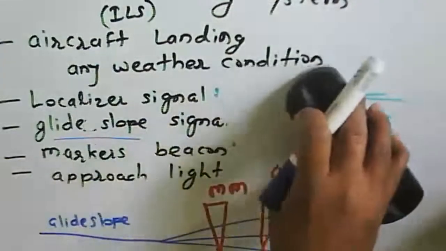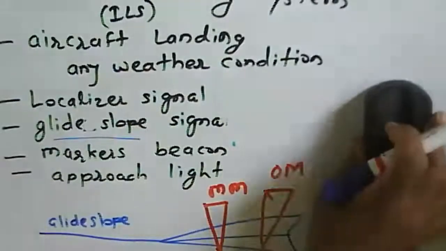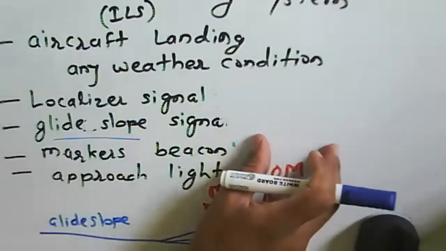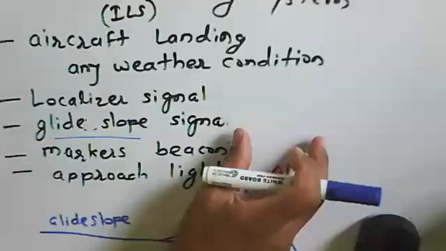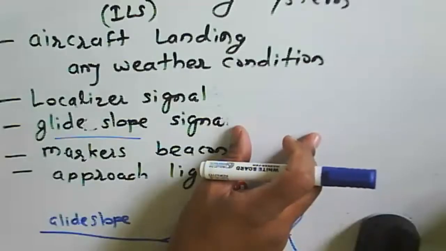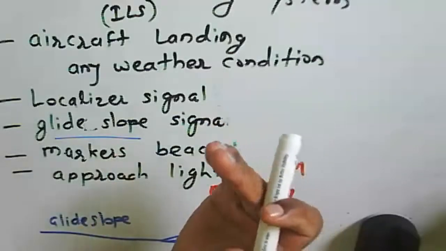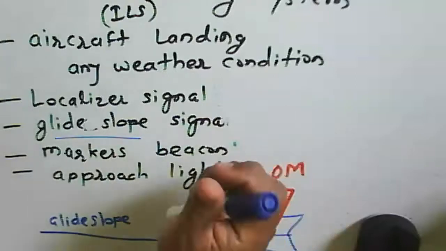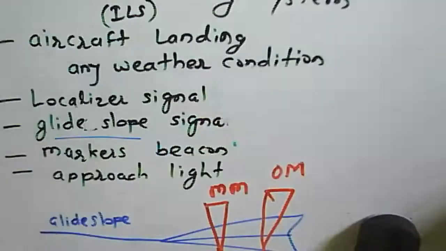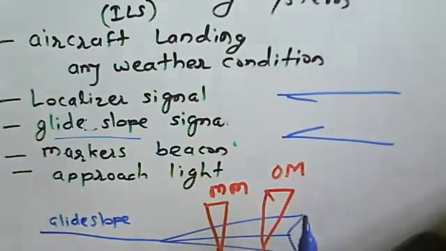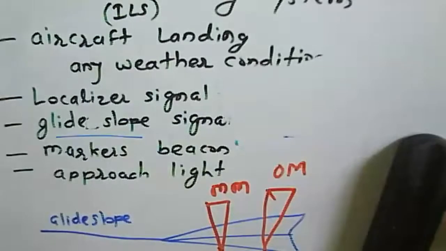These two particular signals operate at different frequencies. We have already said that the localizer signal uses a band of 108 megahertz to 111.95 megahertz, and it has a channel width of 50 kilohertz. The glide slope signal is useful for vertical guidance, and that signal is transmitted from the side of the runway. So the signal is sent from the side of the runway so that it will provide the information regarding the central line of the runway here.